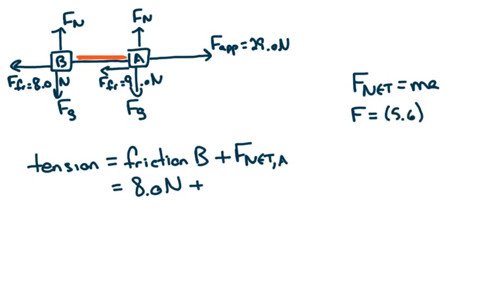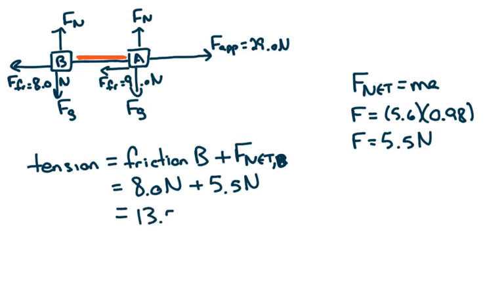5.6 kg. And I apologize if I've been saying sled A. I mean sled B. Acceleration of the system is 0.98 meters per second squared. Working that out would give us 5.5 newtons of force that is going towards pulling sled B. So we can fill that in, and we get that the tension in the rope would be 13.5 newtons.